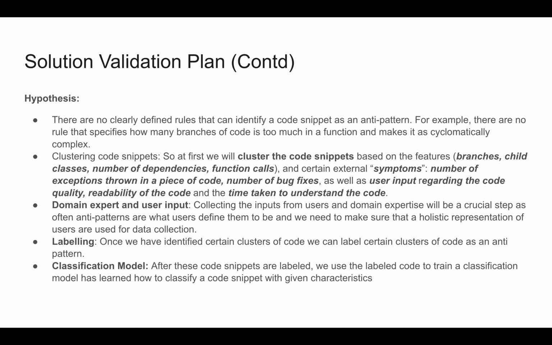We would further take user input as well as domain expertise to come up with a loose set of heuristic rules to label these code snippets with anti-patterns, if they are symptomatic of certain anti-patterns. So once the labeling is done, we would use this label data to create a classification model that would classify a code snippet to one of these three anti-patterns or none of them based on the characteristics of the code snippet.